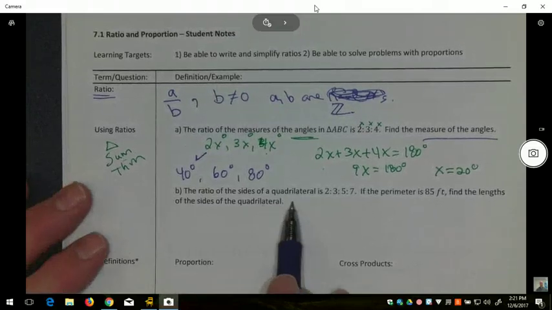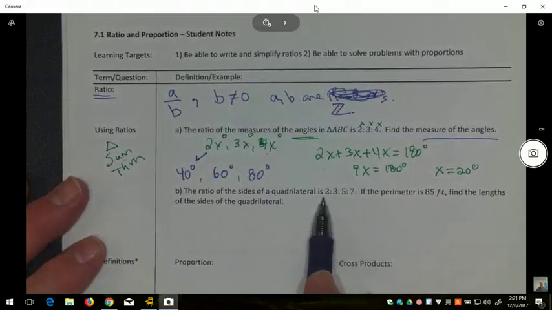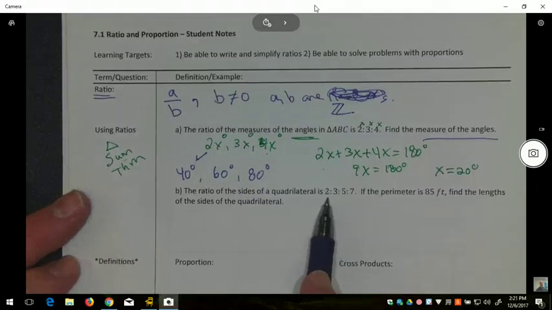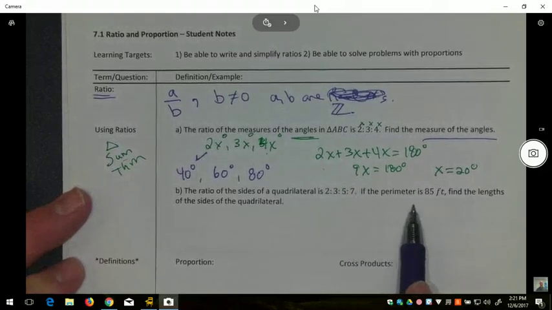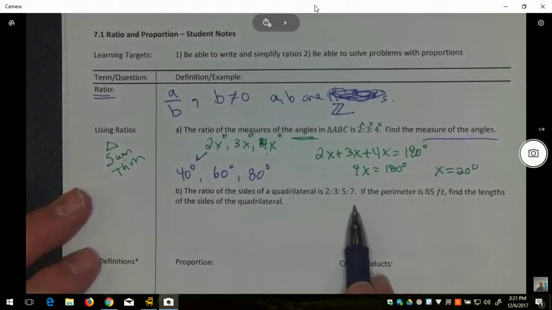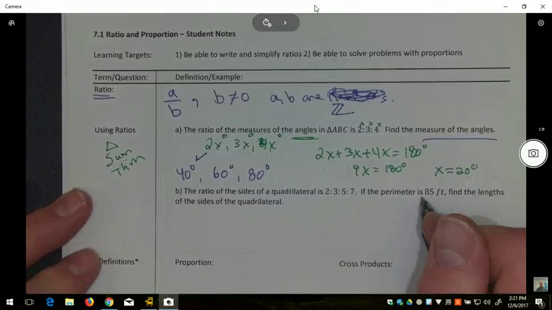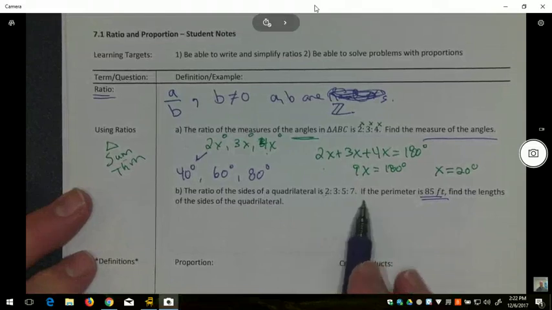The ratio of the sides of a quadrilateral is 2 to 3 to 5 to 7. So those are the sides. This is not a square or a rectangle or even a rhombus, because none of the sides are the same. If the perimeter is 85, find the lengths of the sides of the quadrilateral. I know there are 4 of them and that they add up to 85, but I don't know what each one is because the numbers have been reduced to this ratio.